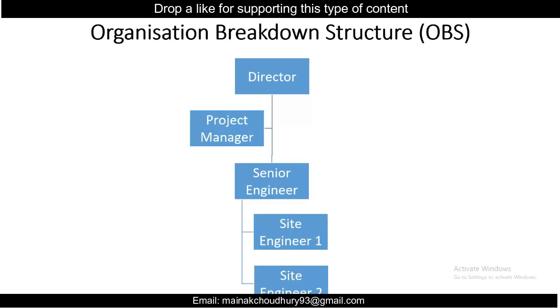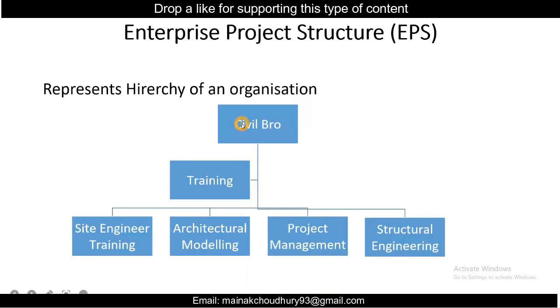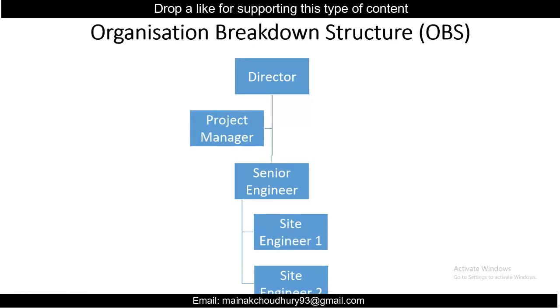Let's see the organizational breakdown structure through a simple example. Suppose there is a construction company. There is a director and a project manager, and there is a senior engineer under the project manager, and there are two site engineers under him who are operating. In an actual scenario, there can be many project managers, or many senior engineers under a project manager, or there can be a deputy project manager also. There can be different sites. We can increase this, but I made a small example just to help you understand what the organizational breakdown structure is. This is related to a particular project.